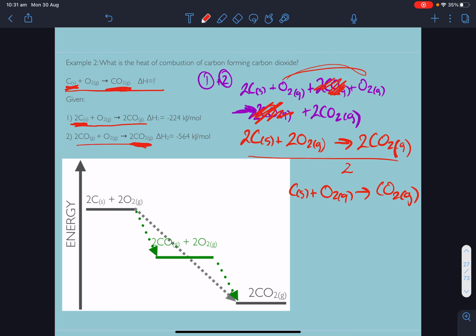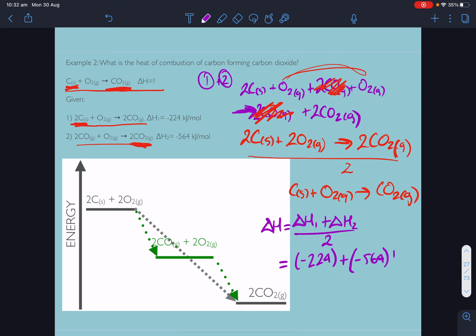So what we did to find the equation that we're looking for is we took equation 1 and added it to equation 2, and then we divided the stoichiometry by 2. So that's what I'm going to do to the enthalpy values. The enthalpy for the whole thing is going to equal the enthalpy for 1 plus the enthalpy for 2, divided by 2. The enthalpy for 1 was negative 224 kilojoules per mole, and the enthalpy for 2 was negative 564 kilojoules per mole. And I'm going to divide it all by 2.